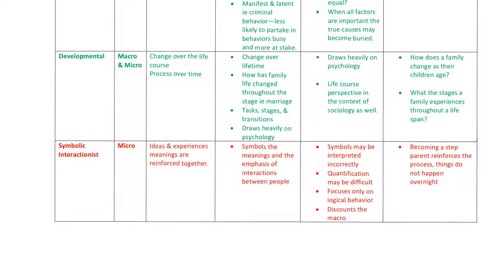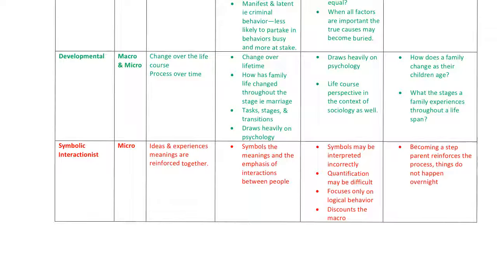Okay, now we move on to the symbolic interactionist, which is a micro level, meaning that only individual behaviors, individual families, are of concern here. The symbolic interactionist is about how ideas, experiences, and different meanings are reinforced together in order to change a family's behavior. One example she gave in her lecture that I watched for you was that becoming a step parent reinforces the process. It just doesn't happen overnight. It's a process, and what impacts it, what makes it better, what makes it worse, what stops it, what hijacks it, all different things like that.